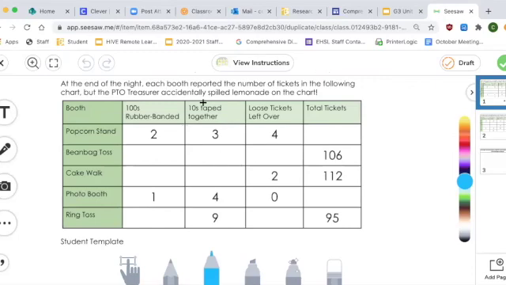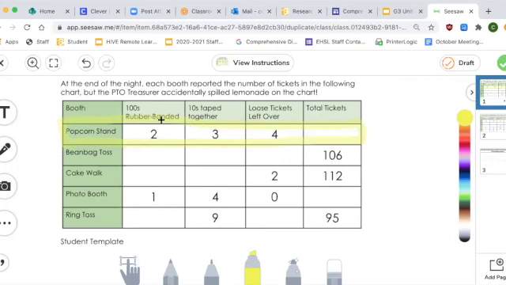So if I look at this chart, I see that I have the popcorn stand, the beanbag toss, the cakewalk, the photo booth, and the ring toss. The popcorns, all the numbers go across in a line. So if I was looking for just the popcorn stand, I'm only looking across that line. My table headings say this is the booth, and that's in green.